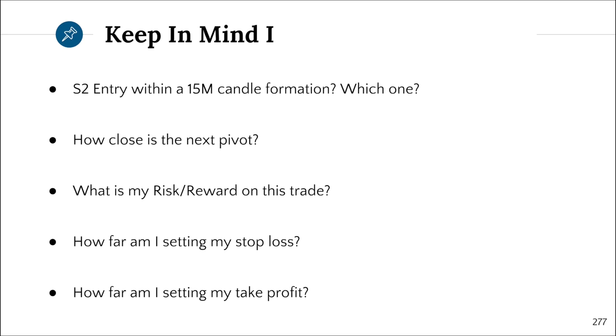So you need to pay attention to those key levels, the pivot points, yesterday's high, yesterday's low, initial high, initial low. You want to make sure that if you're entering, you're in that 15-minute candle formation and you're not too close to a pivot, because the pivot is going to be support or resistance in the way of your trade.